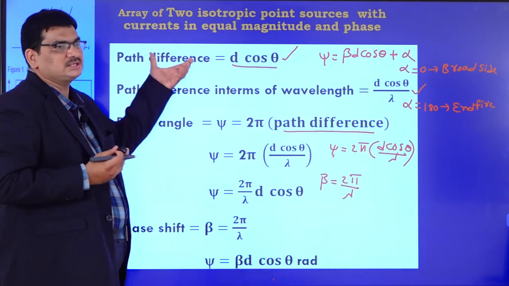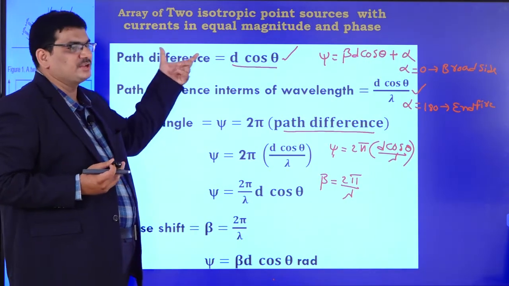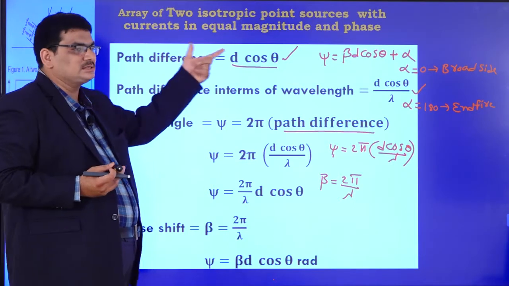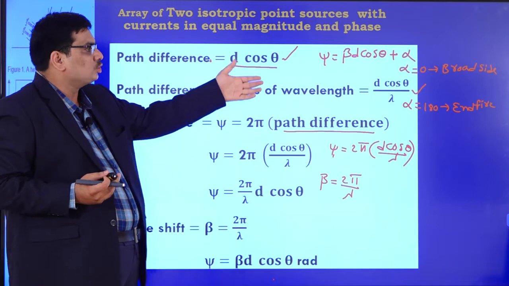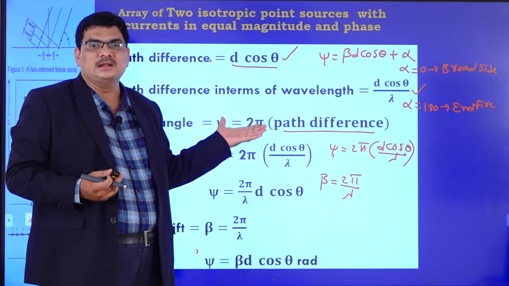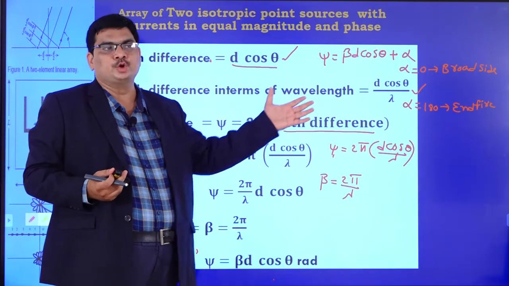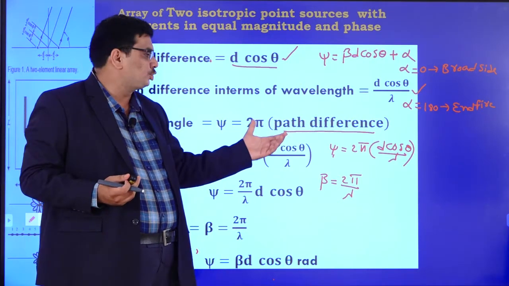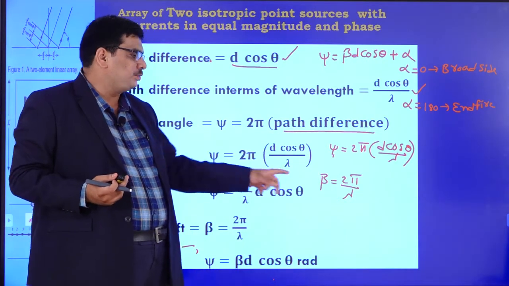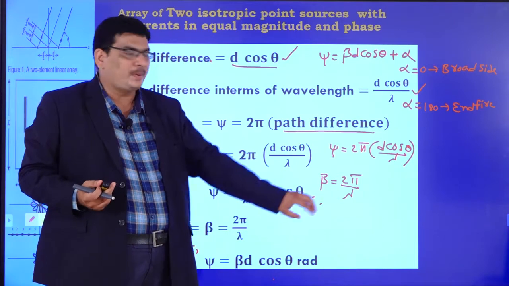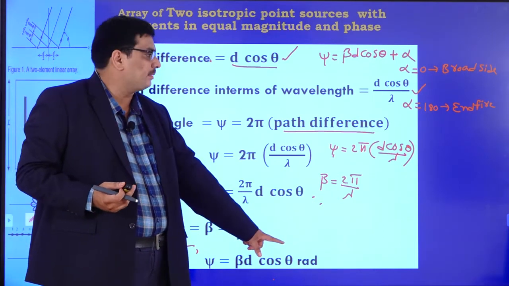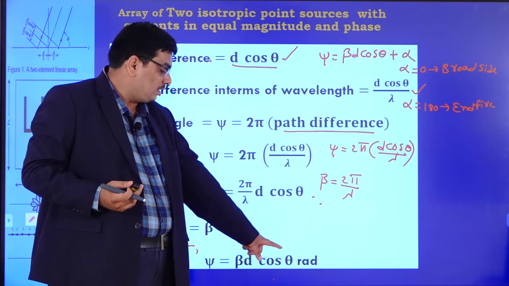So, what we are doing? We are just seeing the path difference between the two elements, that is d cos theta, and we have written the d cos theta expression in terms of wavelength. So, d cos theta by lambda, and we know that phase angle psi is equal to 2 pi into path difference. So, 2 pi into d cos theta by lambda we substituted here. From this we know that phase shift beta is equal to 2 pi by lambda. So, psi is equal to beta d cos theta radians.